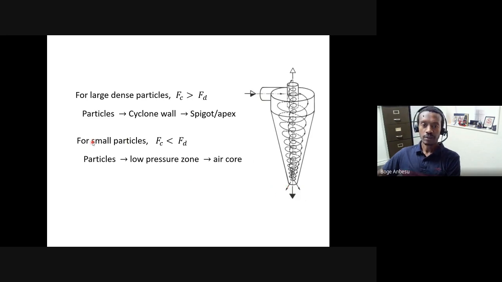And small particles or light particles will tend to have a higher drag force, which then will drag them to the low pressure zone, to the middle of the cyclone, and they join the air core. The air core exists simply because the cyclone is open, so there's a potential for air to pass through it, and eventually that's where they exit the cyclone as the overflow stream.